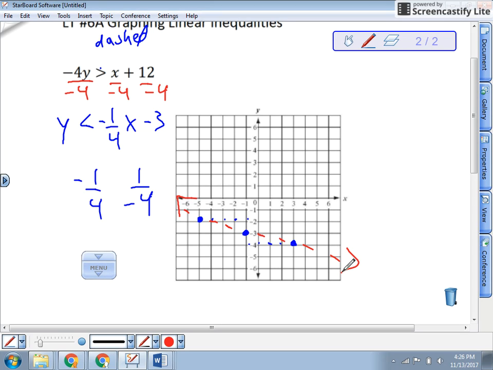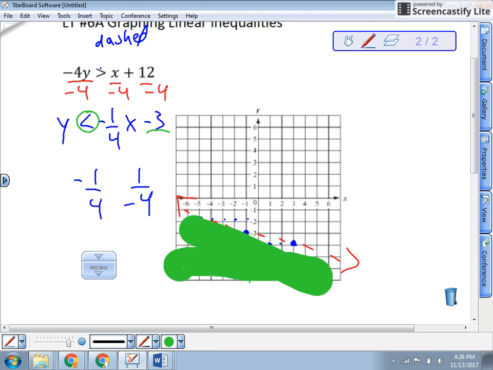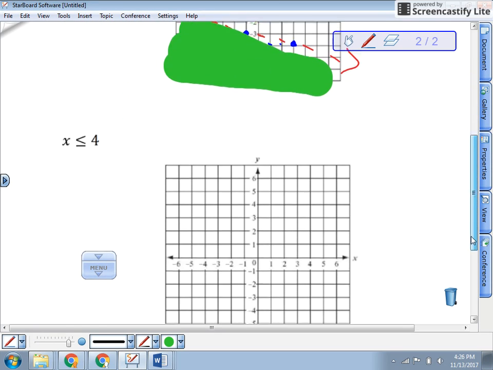Now, above or below, it's a less than. Again, this is in terms of the y-intercept. So negative 3, where are the y-intercepts getting lower? Well, they're getting lower down this direction. So we're going to shade all of this below that line. All of this will be part of our solution. So there you have one with a negative slope. One more quick one.